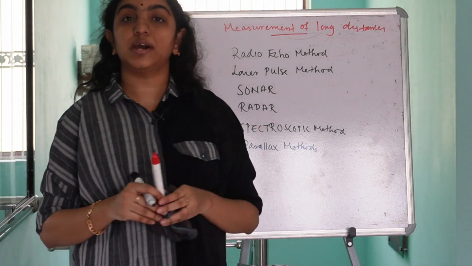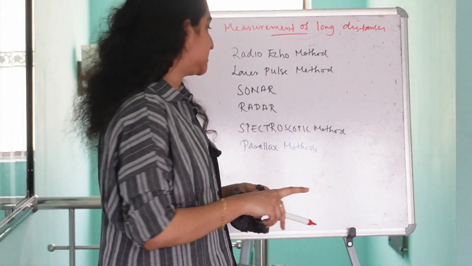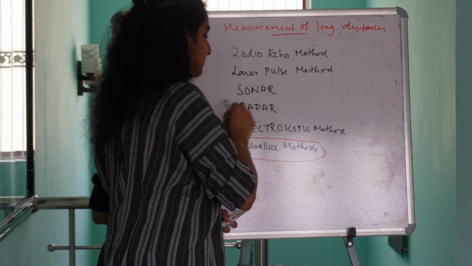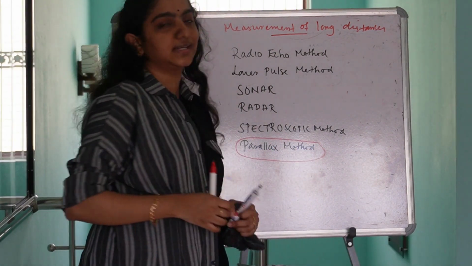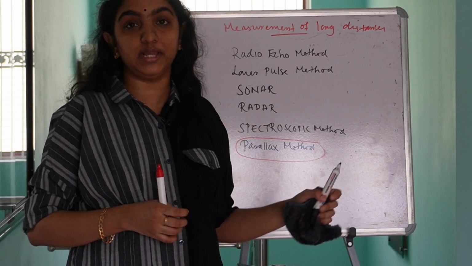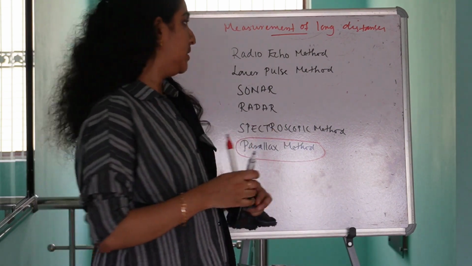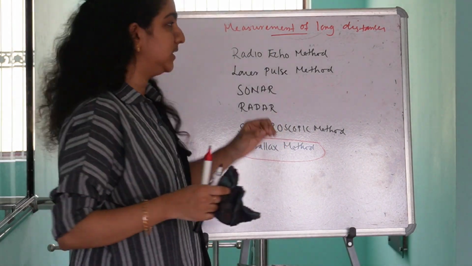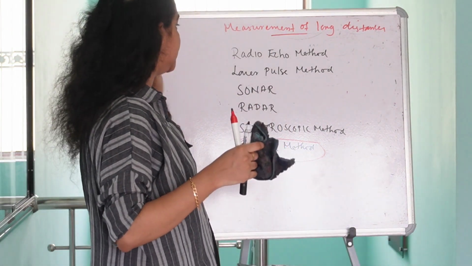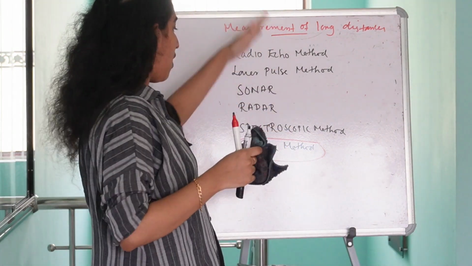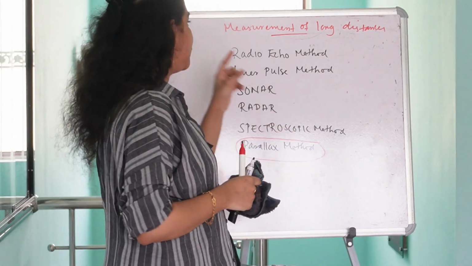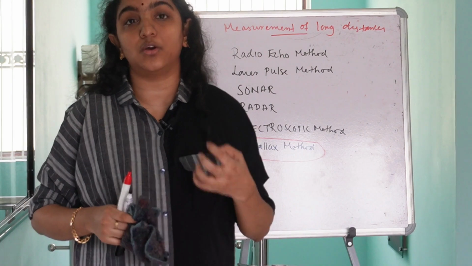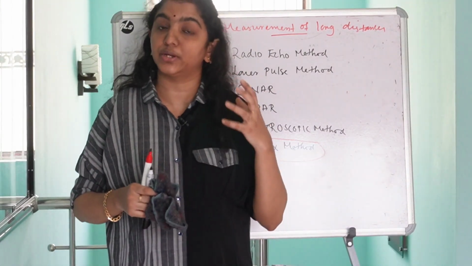As far as your syllabus is concerned, you have to learn only the parallax method. But anyway, just for your knowledge, let's try to understand what the other methods are. The first one is the radio echo method. How do we measure longer distances using the radio echo method?